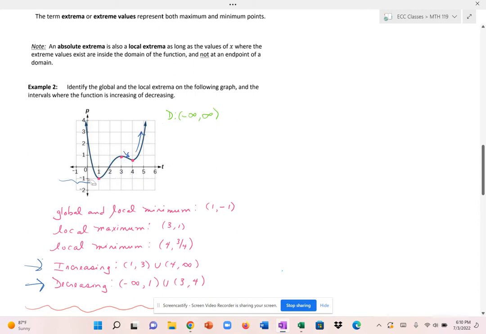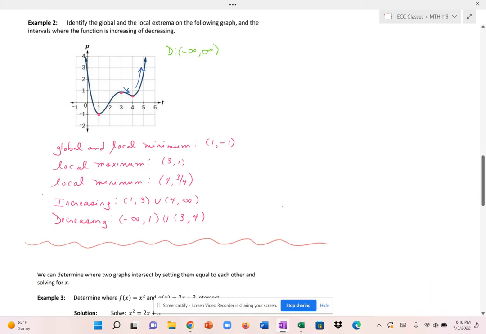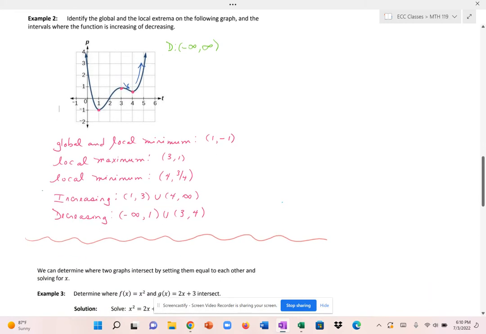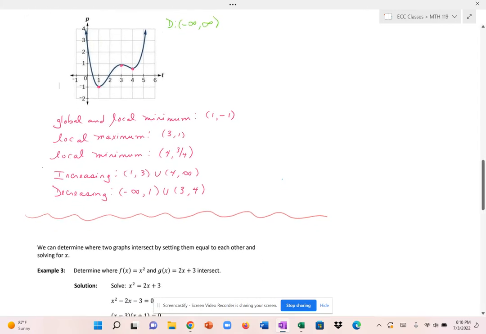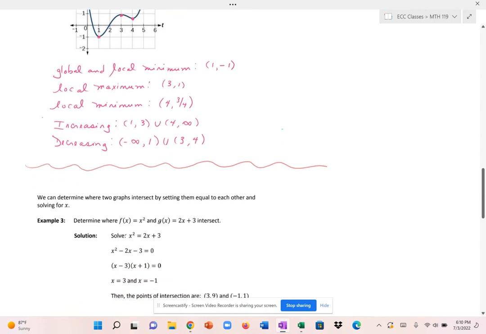Okay, so let's move on. We can determine where two graphs intersect by setting them equal to each other. So if you need to find where two graphs intersect, you're basically setting them equal to each other and solving for the variable. So here, if I want to figure out where f of x equal to x squared and g of x equal to 2x plus 3 intersect, you're just setting f of x equal to g of x.